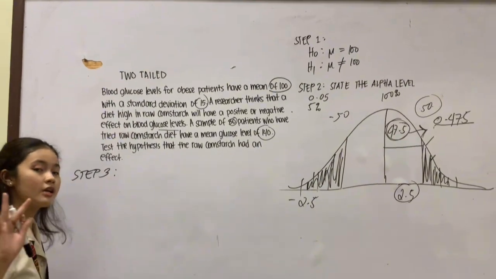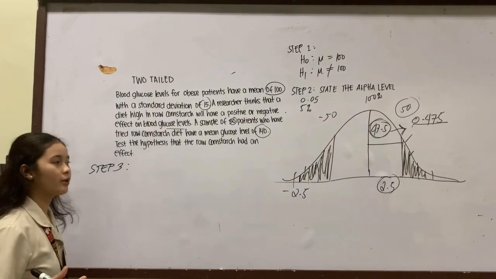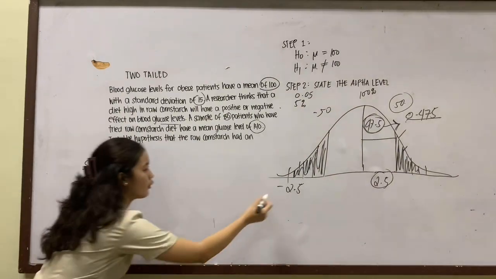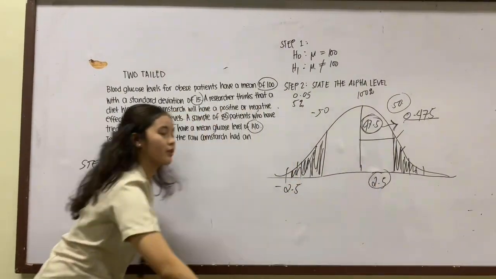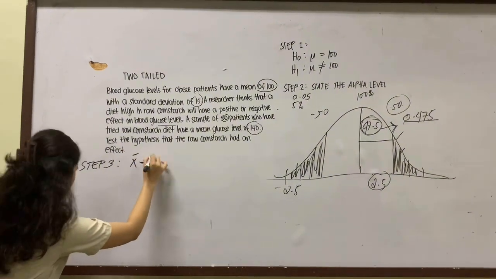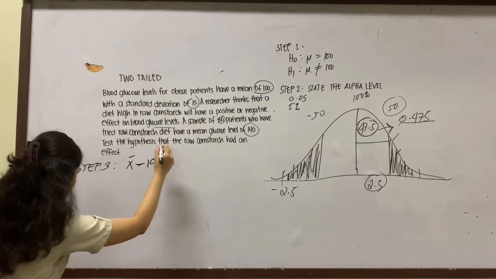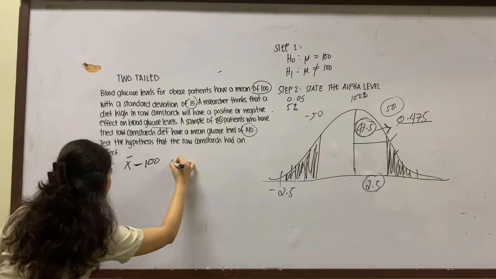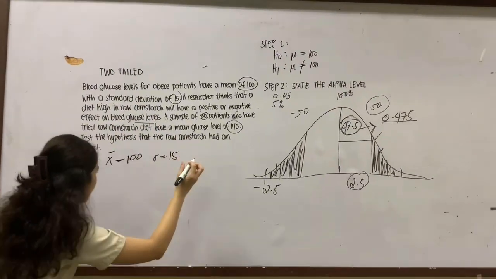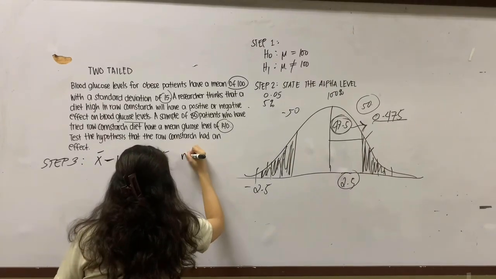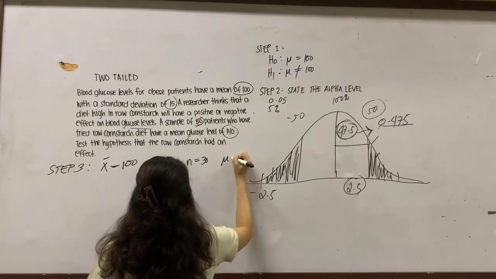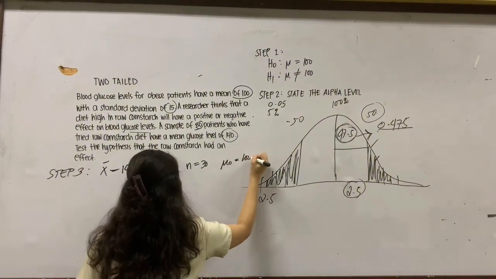So, step 3. Here we calculate. This is how we do the equation, so we will know whether it falls in the negative region or in the positive region. So here we have the given: the mean is 100, and our standard deviation is 15. The next one is our sample size, 30, and the population mean is 100.